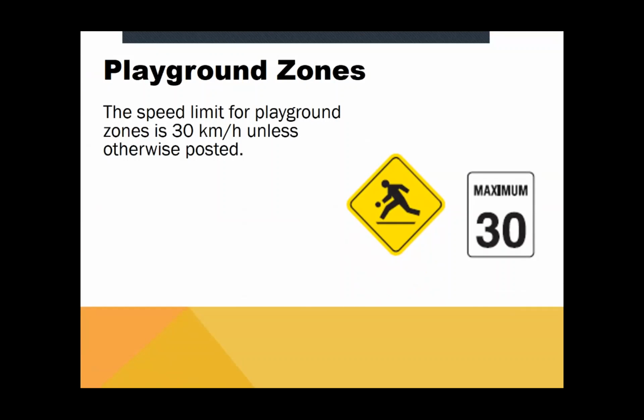And then playground zones. They are very similar to school zones in that it's maximum 30 kilometers per hour and there's usually children present, but it doesn't necessarily mean that there's a school. These playground zones, you'll usually see them around baseball diamonds, around recreational centers, things like that. So it doesn't necessarily mean the exact same thing as a school zone. You can have playground zones where there's children actively playing in the area. So that's the same thing, maximum 30.